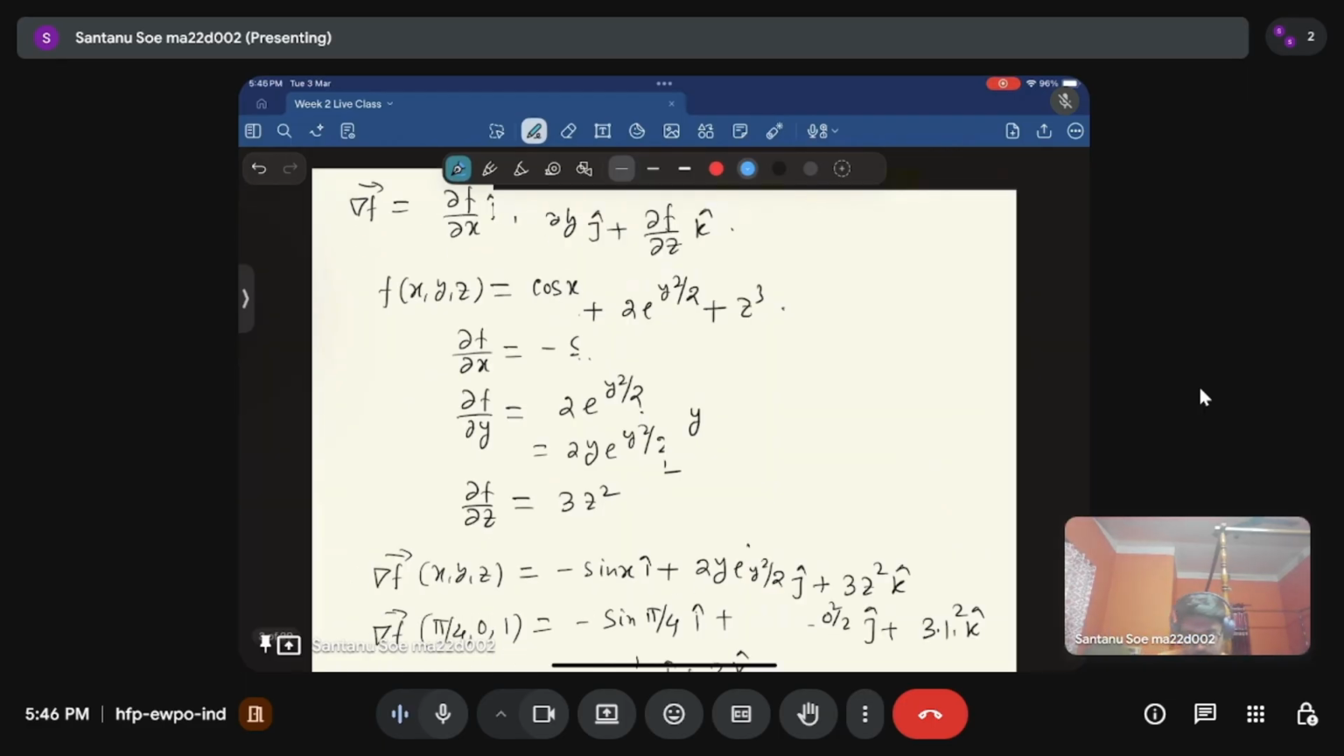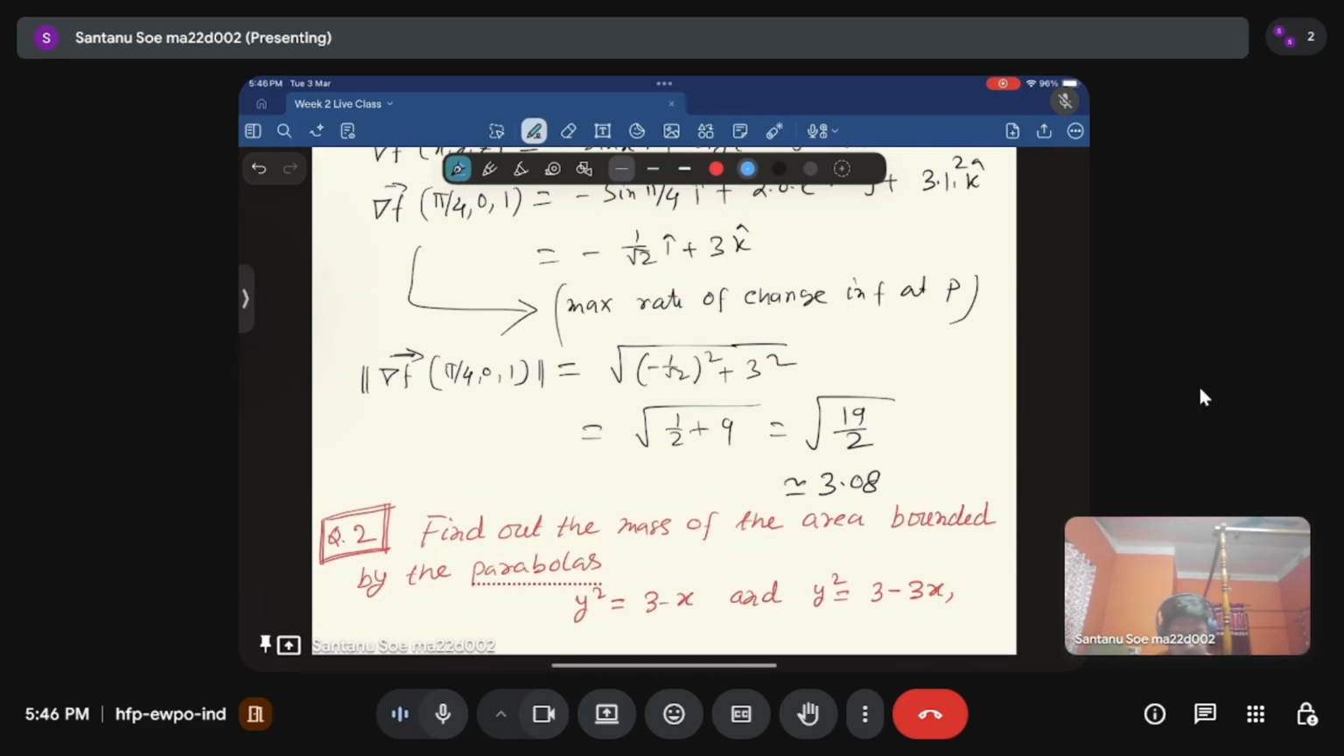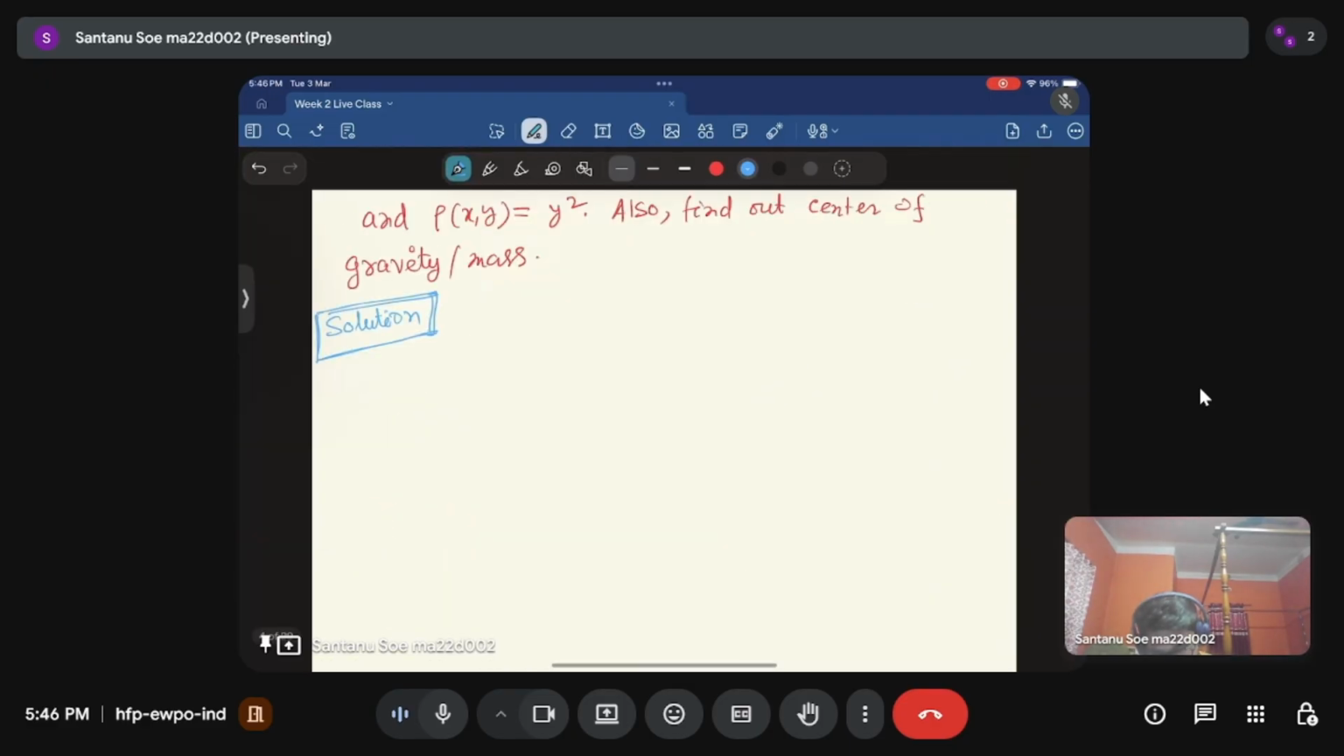Okay. So let me read the question again. First, we have to find out the mass of the area bounded by the parabola y square equals 3 minus x and y square equals 3 minus 3x. Then we have to find out the center of gravity, that is the pair x bar comma y bar, which has been taught in the week classes. And here the density function is given by rho xy equals y square. So this is just mass per unit area.